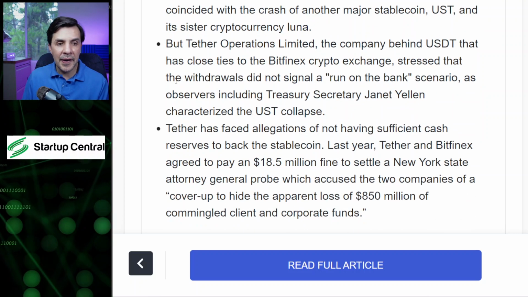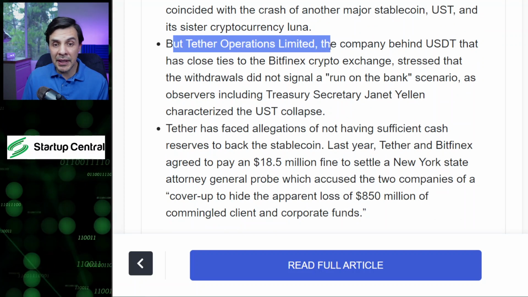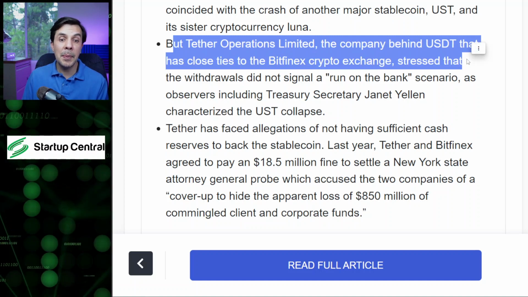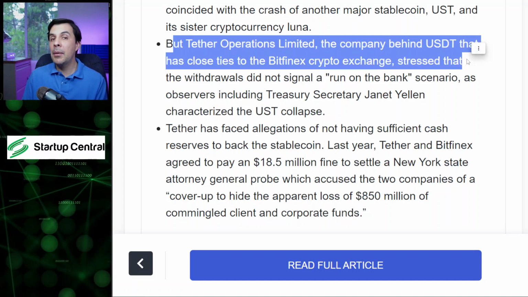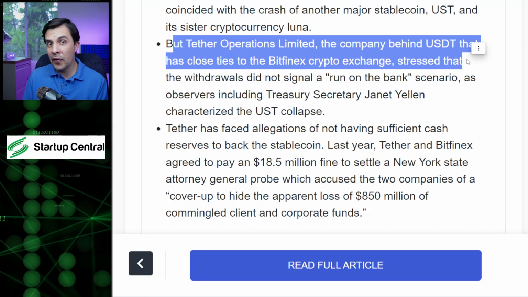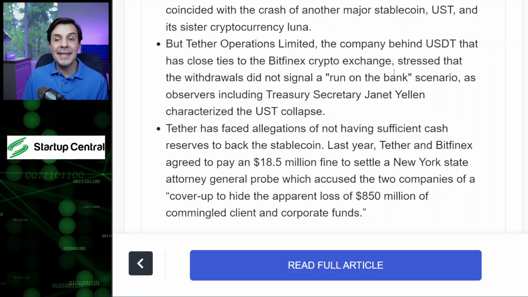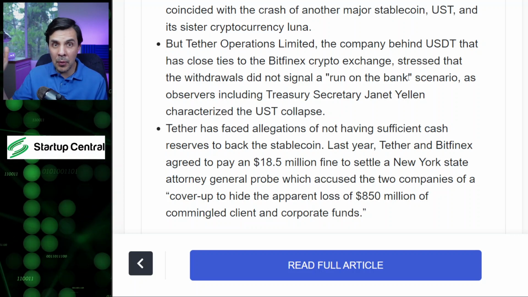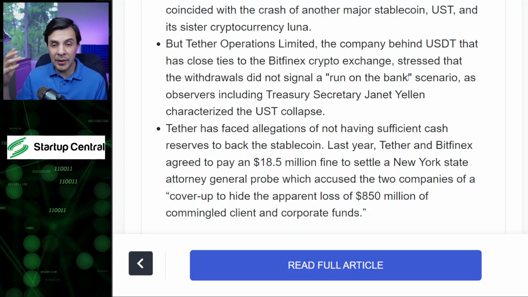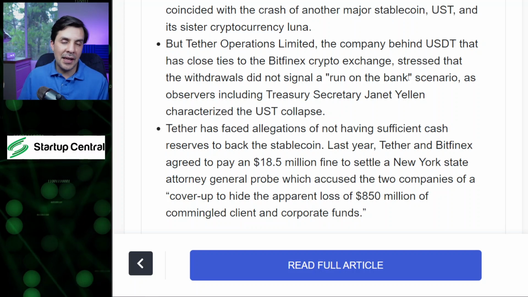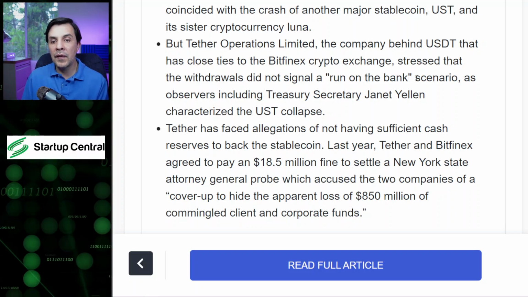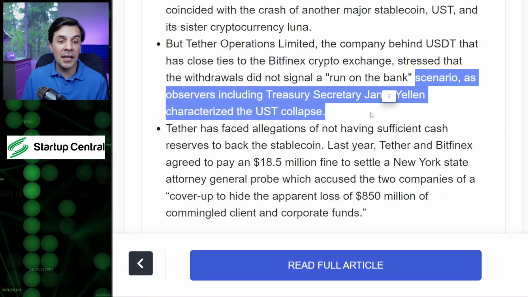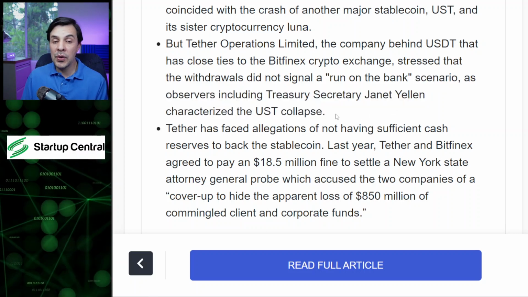Okay, fair. But Tether Operations Limited, the company behind USDT, that has close ties to the Bitfinex crypto exchange, and Bitfinex is not the exchange known for its transparency, stressed that the withdrawals did not signal a run on the bank. We just talked about how banks go broke with bank runs. Of course, they say that it's not a signal of a run on the bank scenario, as observers, including Treasury Secretary Janet Yellen, characterized the UST collapse.